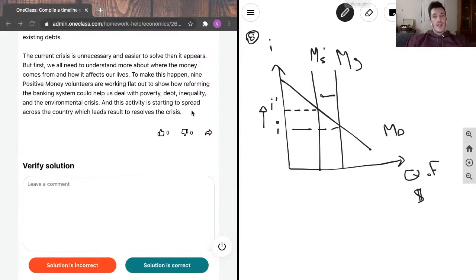The current crisis is unnecessary and easier to solve than it appears, but first we all need to understand more about where the money comes from and how it affects our lives. To make this happen, Positive Money volunteers are working flat out to show how reforming the banking system could also deal with poverty, debt, inequality, and the environmental crisis. This activity is starting to spread across the country, which leads results to resolve the crisis.